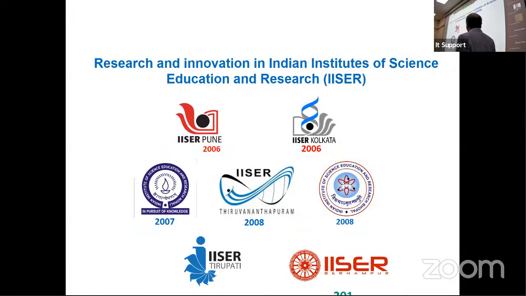These are the 7 ISAs, and we are here. I'm happy to say that Pune and Kolkata were the first 2 ISAs to start in 2006, and then Mohali, and then Bhopal, and Tirupati in 2015, and Rahabu in 2016. There are 7 ISAs, and hopefully ISAs will grow.